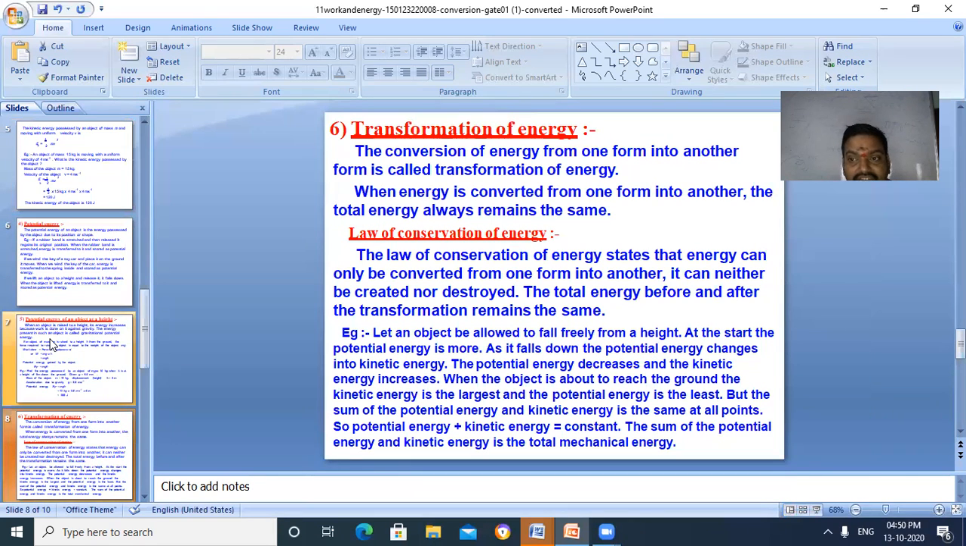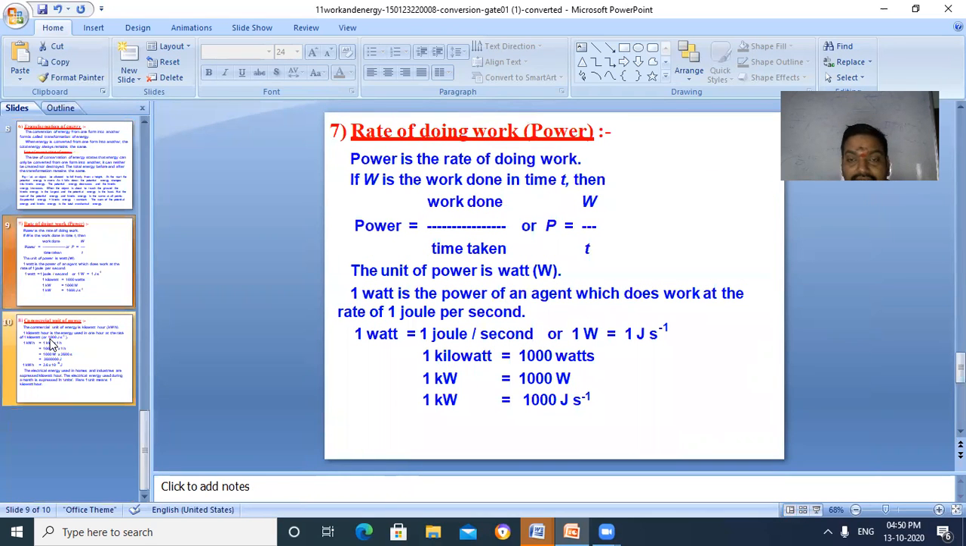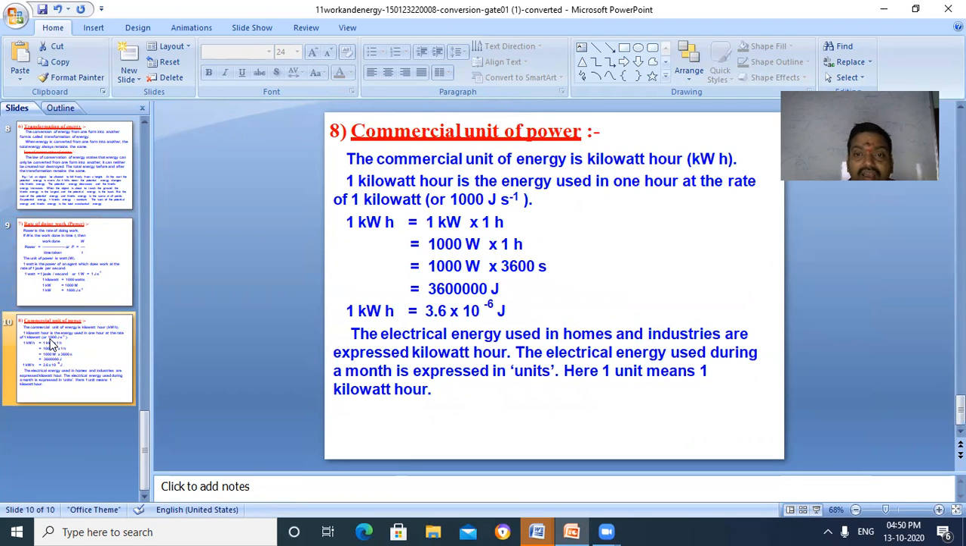Now, because the energy conservation theorem always applies, we study transformation of energy, and how one energy form is converted into another energy form. Then we have, finally, the rate of doing work as power. So we talk about power as the rate of doing work, and the units of it are considered in detail. Finally, some of the commercial units of power, when it comes to electrical energy or electrical power, so how it is rated and how it will be calculated with regard to electricity, are understood.